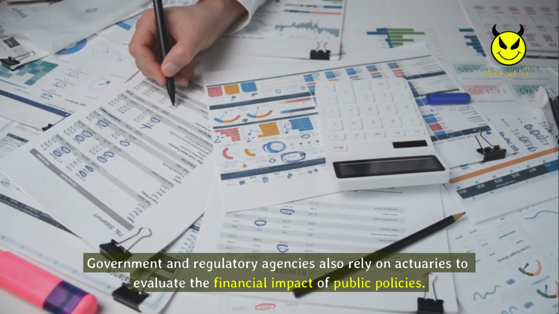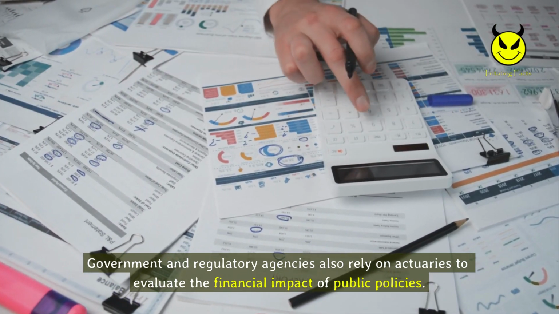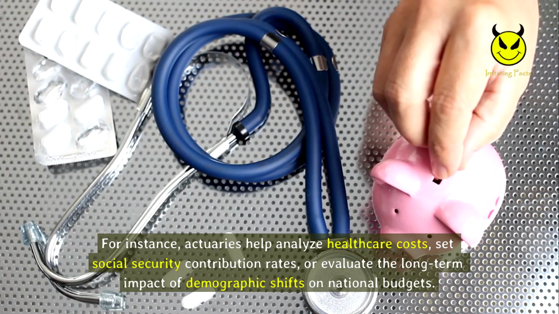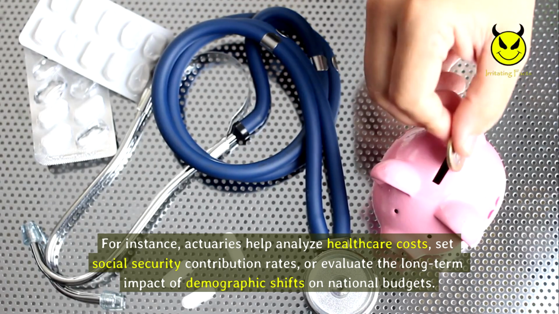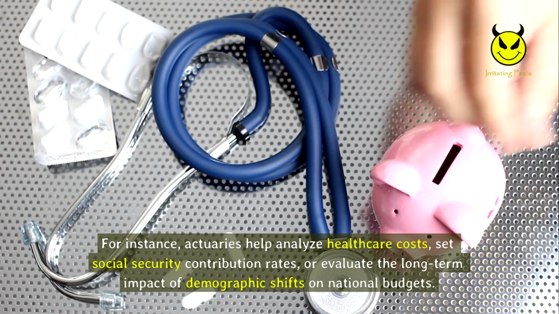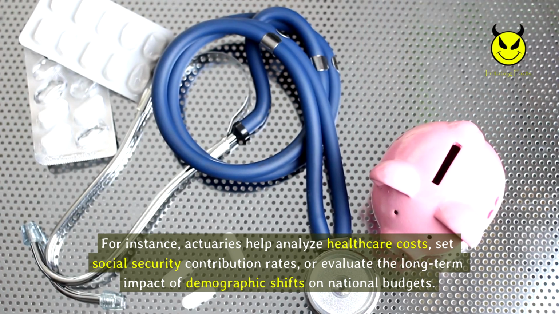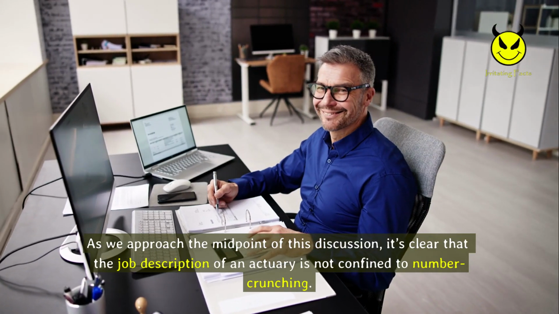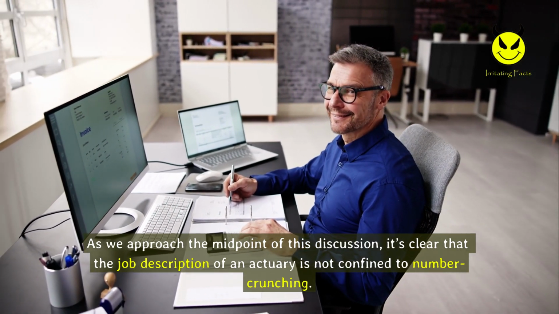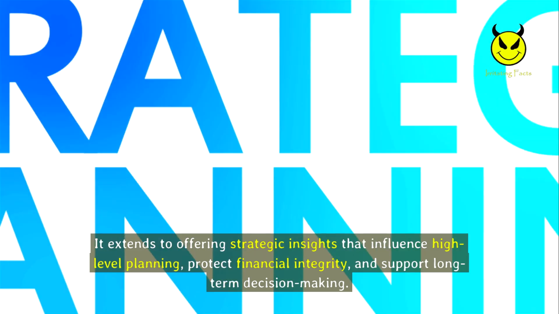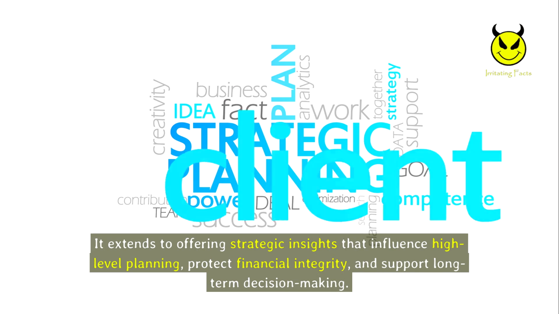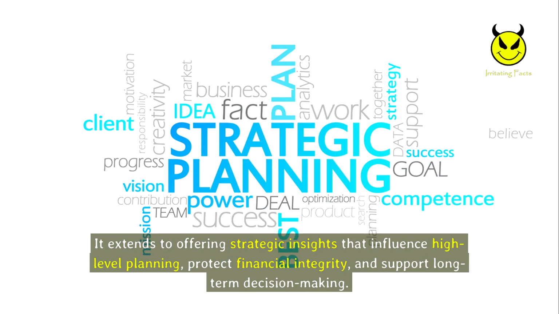Government and regulatory agencies also rely on actuaries to evaluate the financial impact of public policies. For instance, actuaries help analyze healthcare costs, set Social Security contribution rates, or evaluate the long-term impact of demographic shifts on national budgets. As we approach the midpoint of this discussion, it's clear that the job description of an actuary is not confined to number crunching. It extends to offering strategic insights that influence high-level planning, protect financial integrity, and support long-term decision-making.